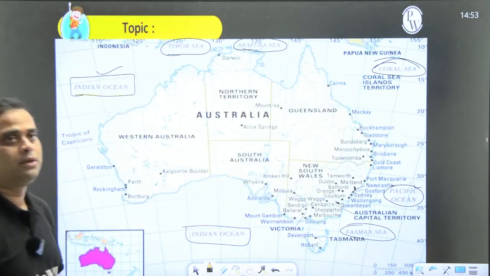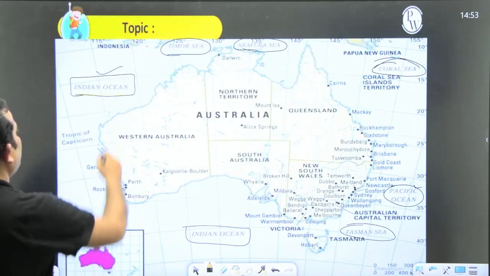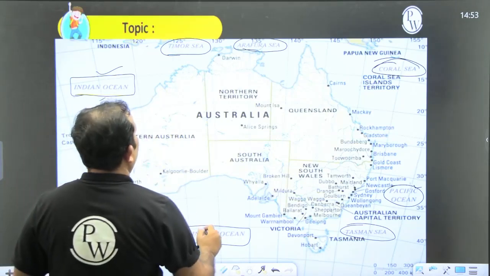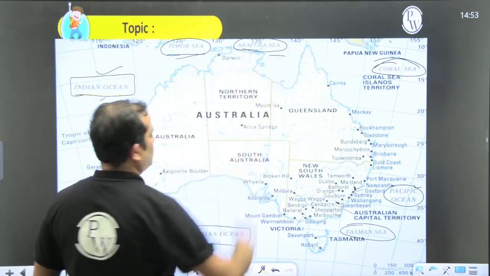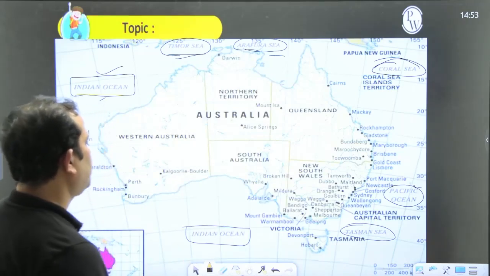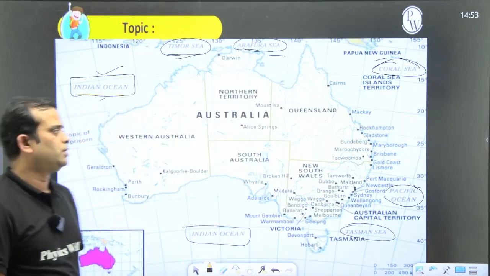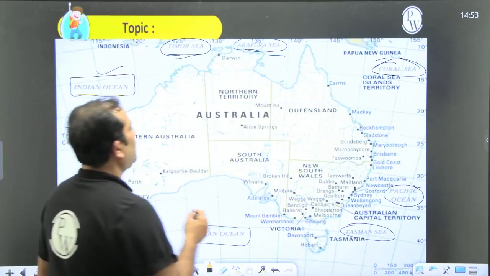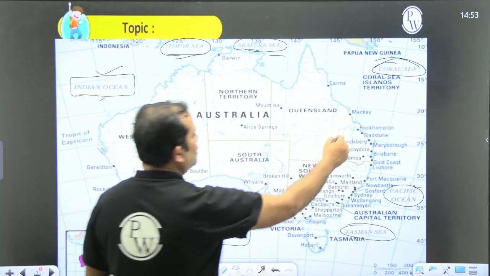They both are parts of the Pacific Ocean. Here you see the Indian Ocean in the west and south, and also the Timor Sea and Arafura Sea. The Southern Ocean is also there below. Below Tasmania it is generally considered the Southern Ocean. So this is Australia, and we'll go into detail.